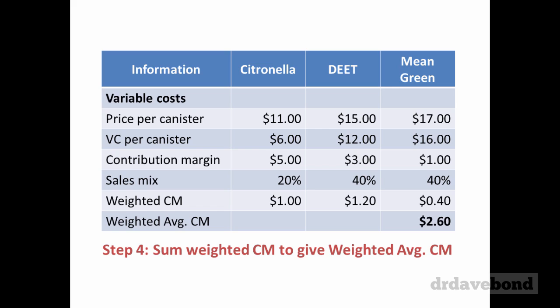The last step is to simply add up each of those weighted contribution margins. So the $1, the $1.20, and the 40 cents gives you a weighted average contribution margin of $2.60. So for each unit that is sold, there's a weighted average contribution margin. It will provide $2.60 towards paying off fixed costs. And again, that's assuming the 20-40-40 sales mix.